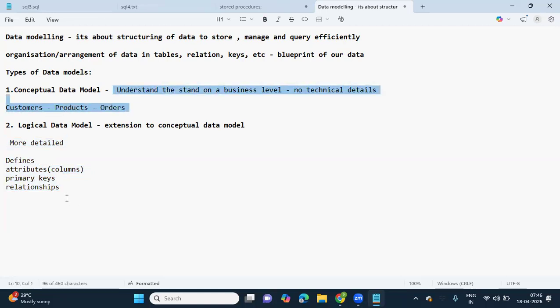And now finally comes the physical data model. Up to here we were like documenting. Let's assume this is the documentation part. And now finally we have the physical data model, where we really implement it on the database. Physical data model: actual implementation on the database.